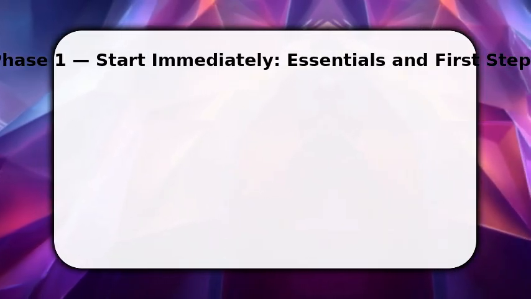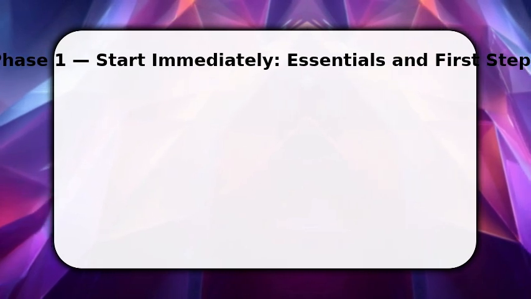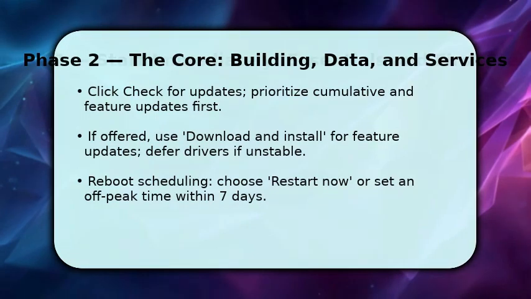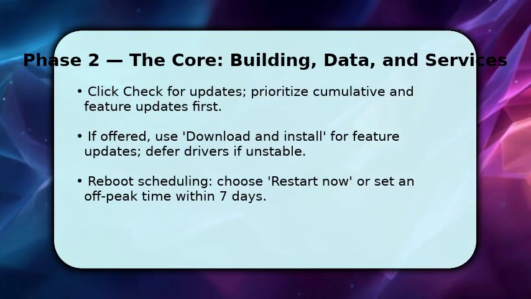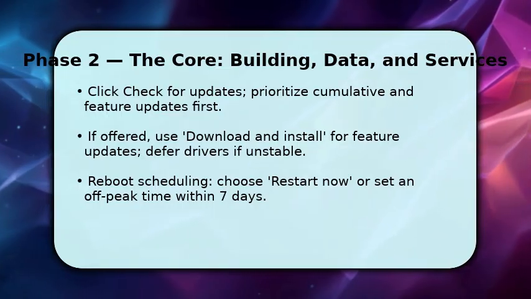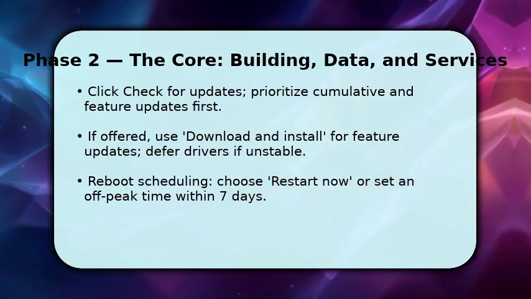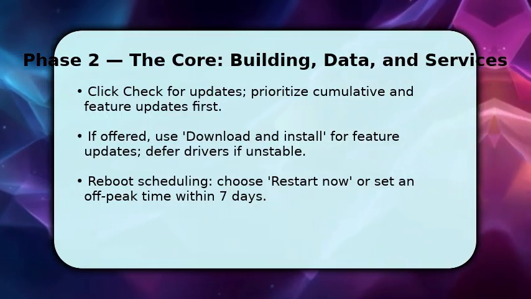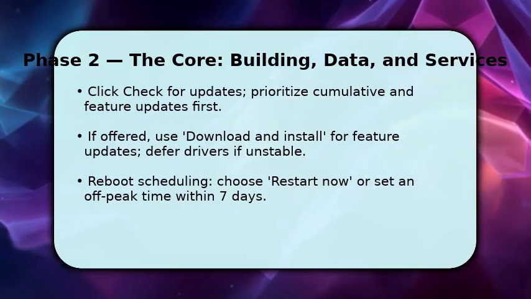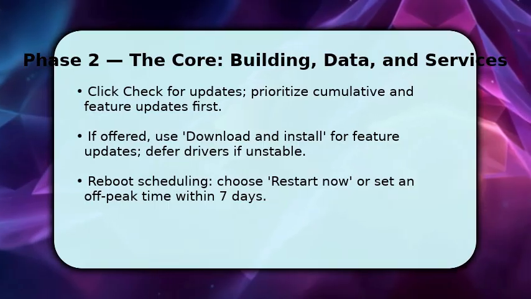Now open Settings, Update and Security on Windows 10, or Windows Update on Windows 11, to start. You click Check for Updates and let Windows catalog cumulative, security, and feature packages. Cumulative updates apply fast because they're cumulative. Once updates appear, choose Download and Install for feature updates. These change system files, so expect a longer process.